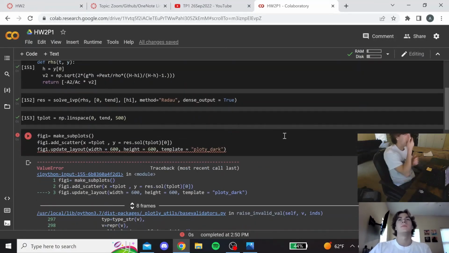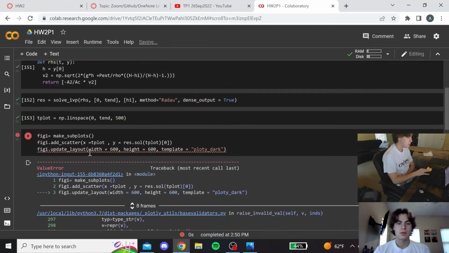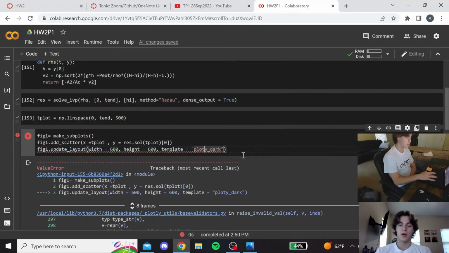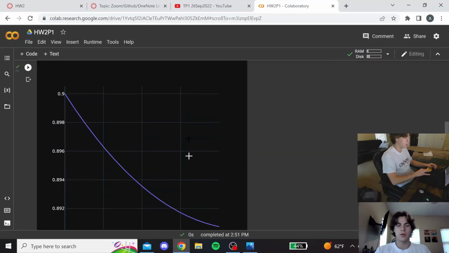That's not quite right. Template equals Plotly dark. We set the width, set the height. Oh, I just spelled Plotly wrong, so let's see if that was in fact the error, and it looks like it was. So now here we have our graph.